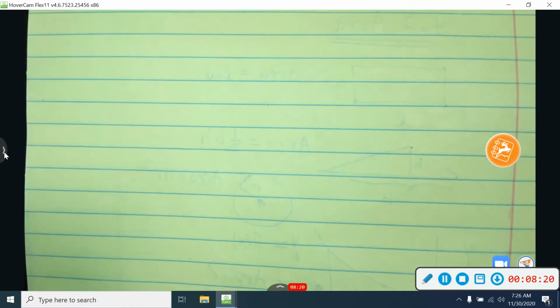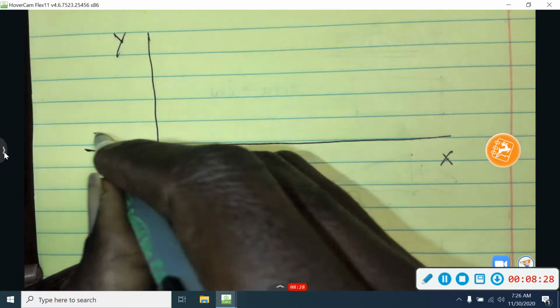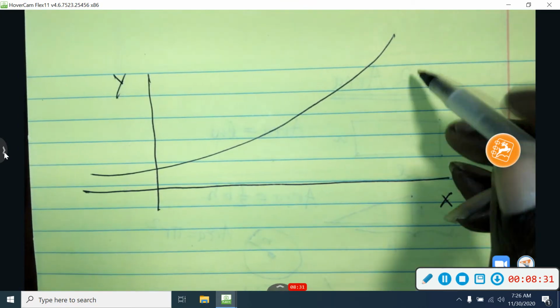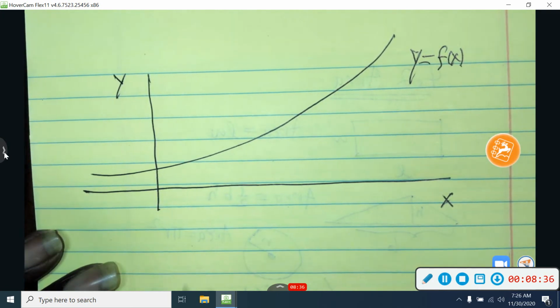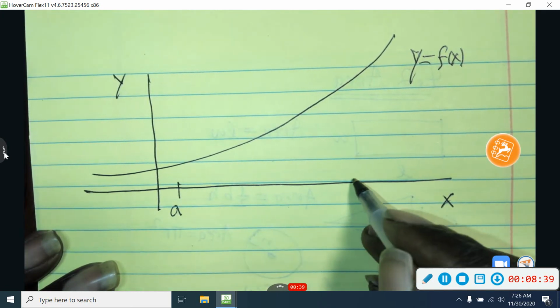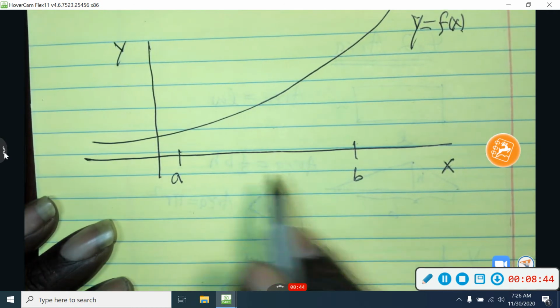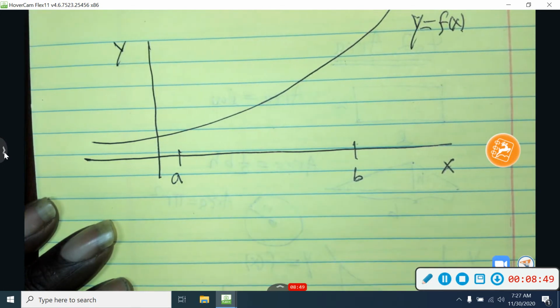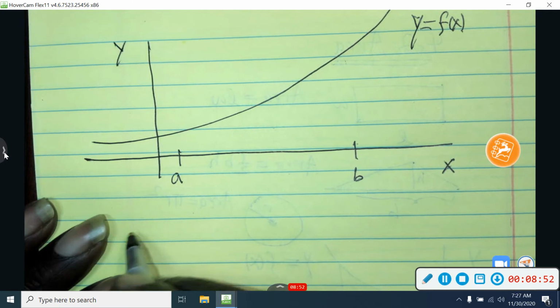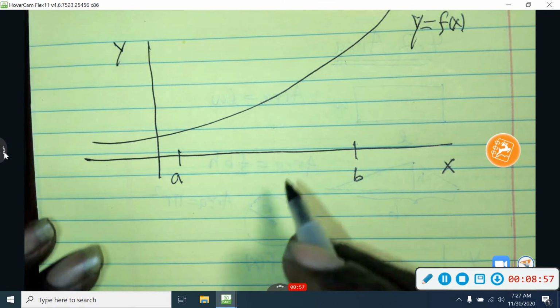So in reality, we have some function. Here it is right here. Say y equals f of x. And we have some interval, a to say b. And we want to find the area underneath this function, but over this interval. The first thing we do is chop it up into subintervals over which we put our rectangles.